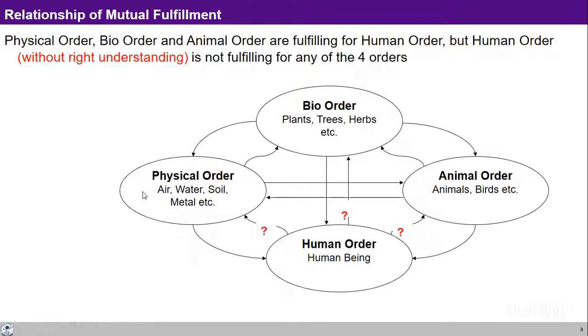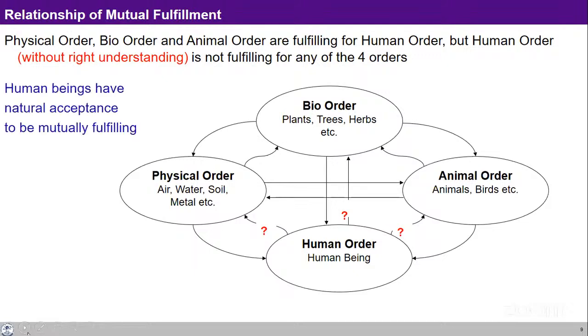Without right understanding, we are disturbing the harmony of the nature. But what is our natural acceptance? Our natural acceptance is to be mutually fulfilling. We want to enrich the nature. We don't want to destroy anything. It's not our natural acceptance. Our natural acceptance is all the time for mutual fulfillment only.